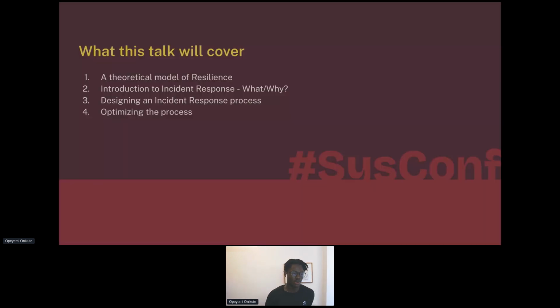Right. So in this talk, we're going to talk about designing an incident response process. But before doing that, I want to introduce a brief theoretical model of resilience. I think it is important because resilience is concerned with how we recover from disruptions, and designing a process pretty much helps with the resilience of your company. And then we're going to talk about what incident response is, and then how to design and optimize the process.